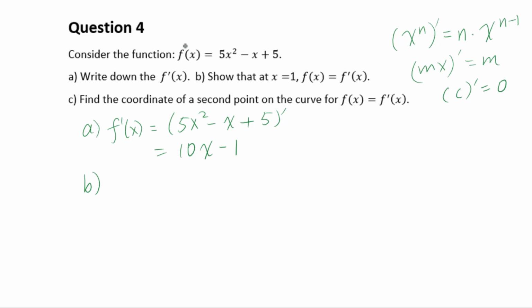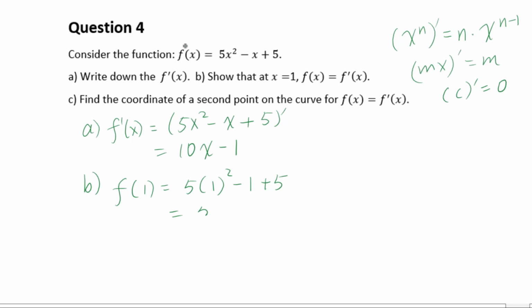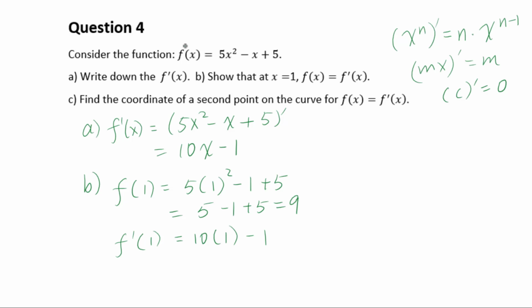B. Show that at x equals 1, f of x equals f prime of x. f of 1 equals 5 times 1 squared minus 1 plus 5 equals 5 minus 1 plus 5 equals 9. f prime of 1 equals 10 times 1 minus 1 equals 9. So f of 1 equals f prime of 1.